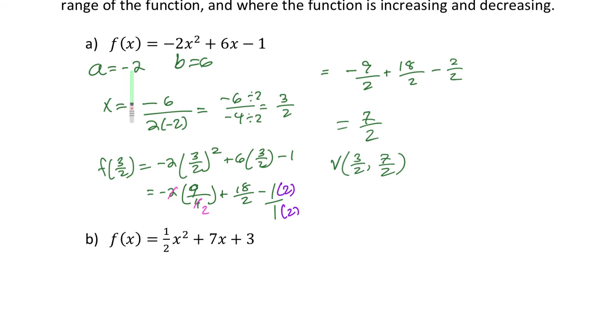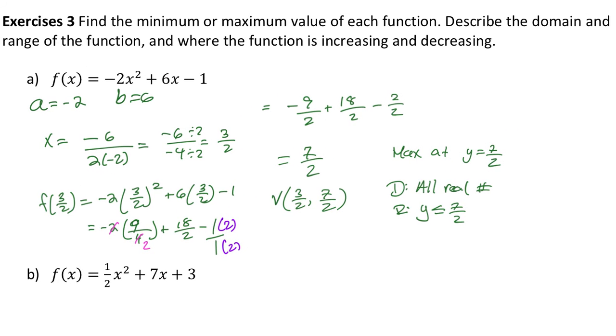Because a is a negative value, this graph is going to open down. So that means that we have a maximum value at y equals 7 over 2. Remember that this same value from here, right? The domain, again, is all real numbers. Then my range, if that's the maximum, that means that y is going to be less than or equal to 7 over 2, because if this is the max value, everything else has to be less than that.